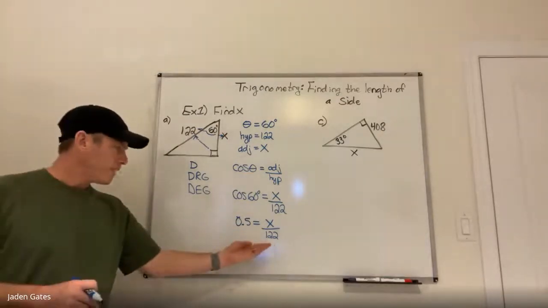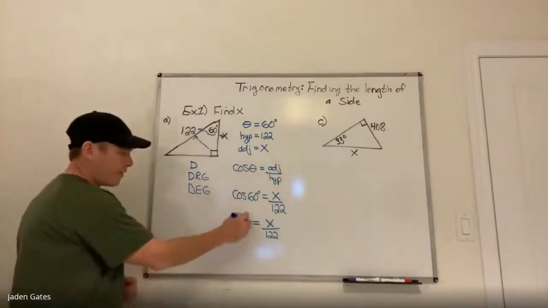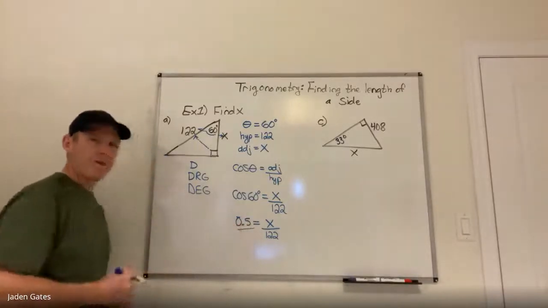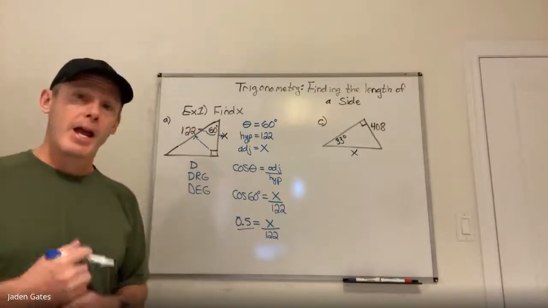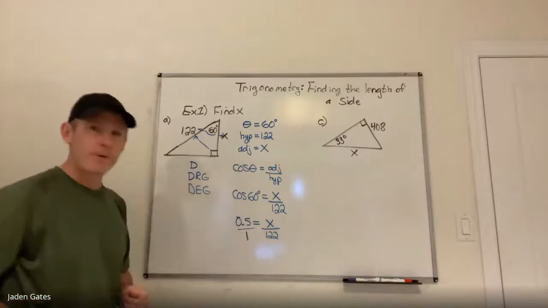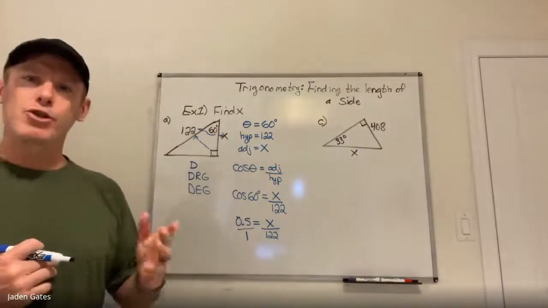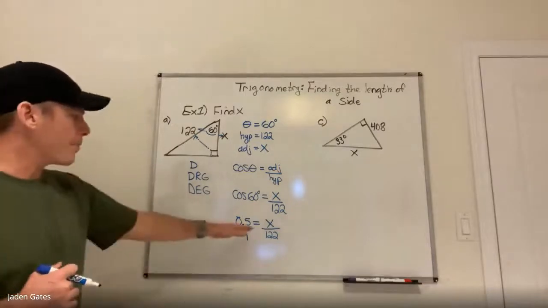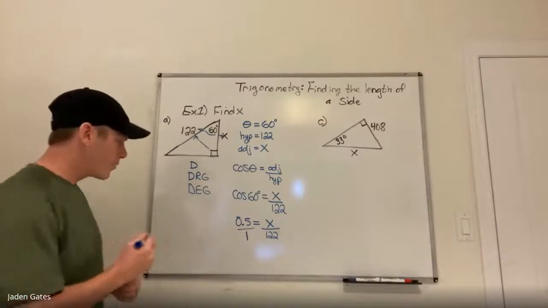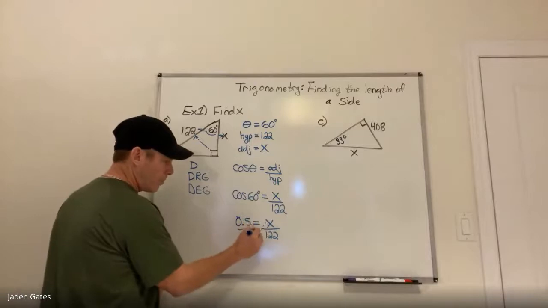Now, getting into my equation here, I'm going to do a little trick. I've got 0.5 equals x over 122. I am going to make 0.5 a fraction. And it's easy to make any number a fraction because I can just put a 1 in the denominator, because anything divided by 1 is itself. I'm not changing the number, I'm just changing the way it looks. And I'm doing that because now I have a fraction equaling a fraction, which we looked at earlier today. So to solve a fraction equaling a fraction, I'm going to cross multiply.